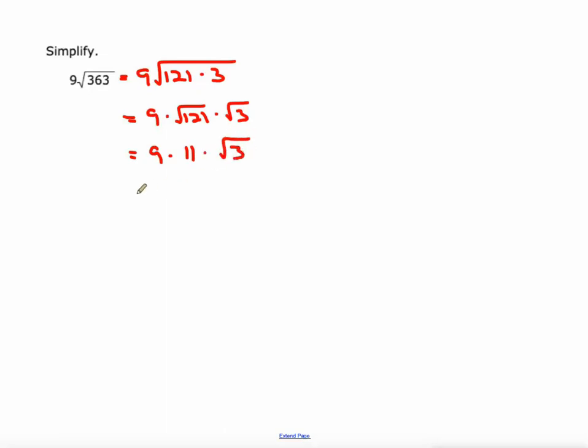All right, one more. This 363 is divisible by 121, which is a perfect square. 11 squared is 121. So I can make this into 9 times the square root of 121 times the square root of 3. The square root of 121 is 11. And 9 times 11 is 99. So 99 times the square root of 3 is the simplified version of that original radical expression, 9 times the square root of 363.